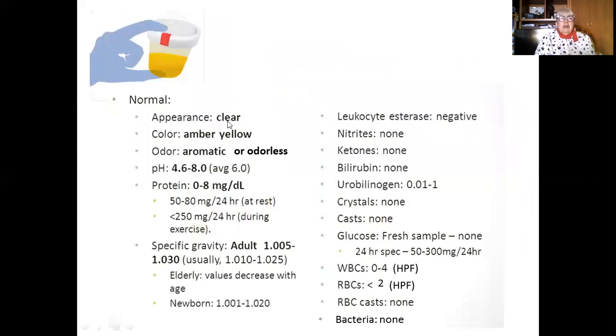So what is the normal urine test? Clear, amber yellow, aromatic or odorless. Then pH average 6.0 and protein at a low level per deciliter or per 24-hour collection. You see here the low protein content in urine at rest. If during exercise, it may rise up to 250 milligrams per 24 hours, and it is very important to understand this level and to remember.